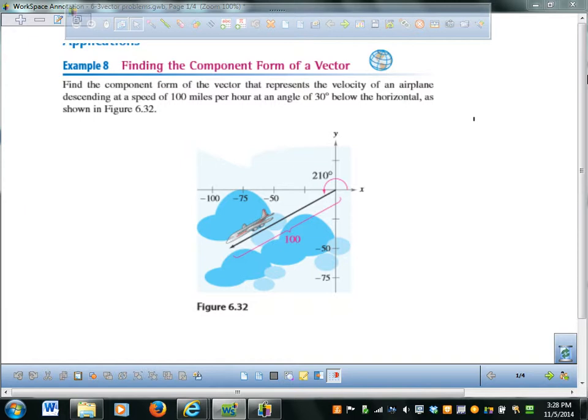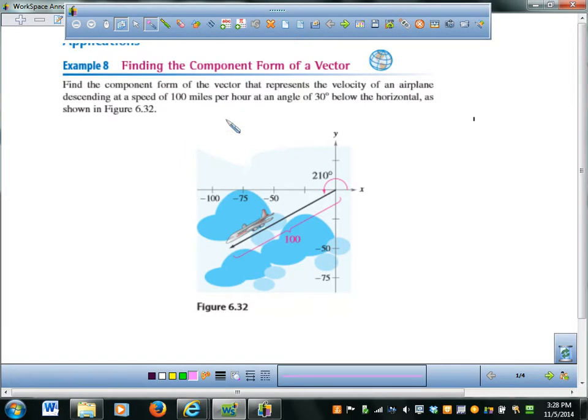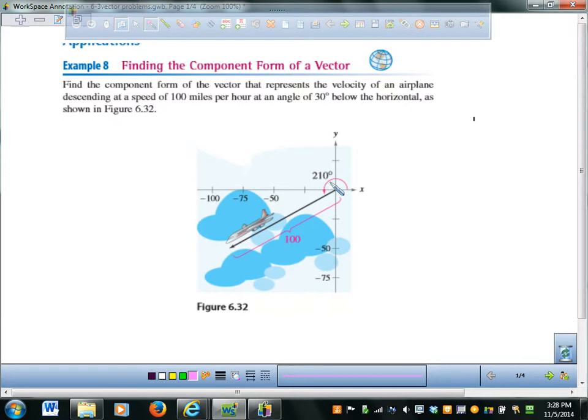So this is an example from your book that I'll take you through, and a lot of vector problems have to do with airplanes or cables and tensions and things like that. So this is kind of just how you write something where you're given an angle and a velocity, how you write that in component form.